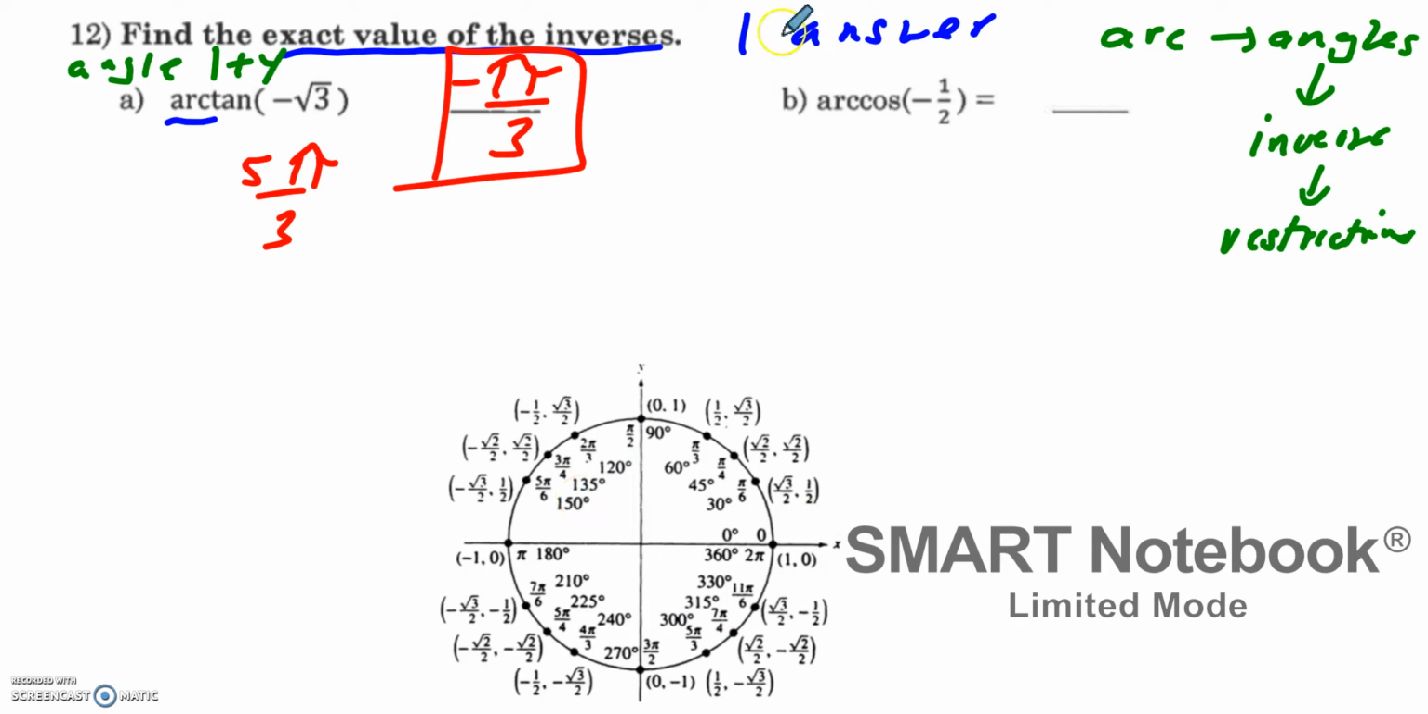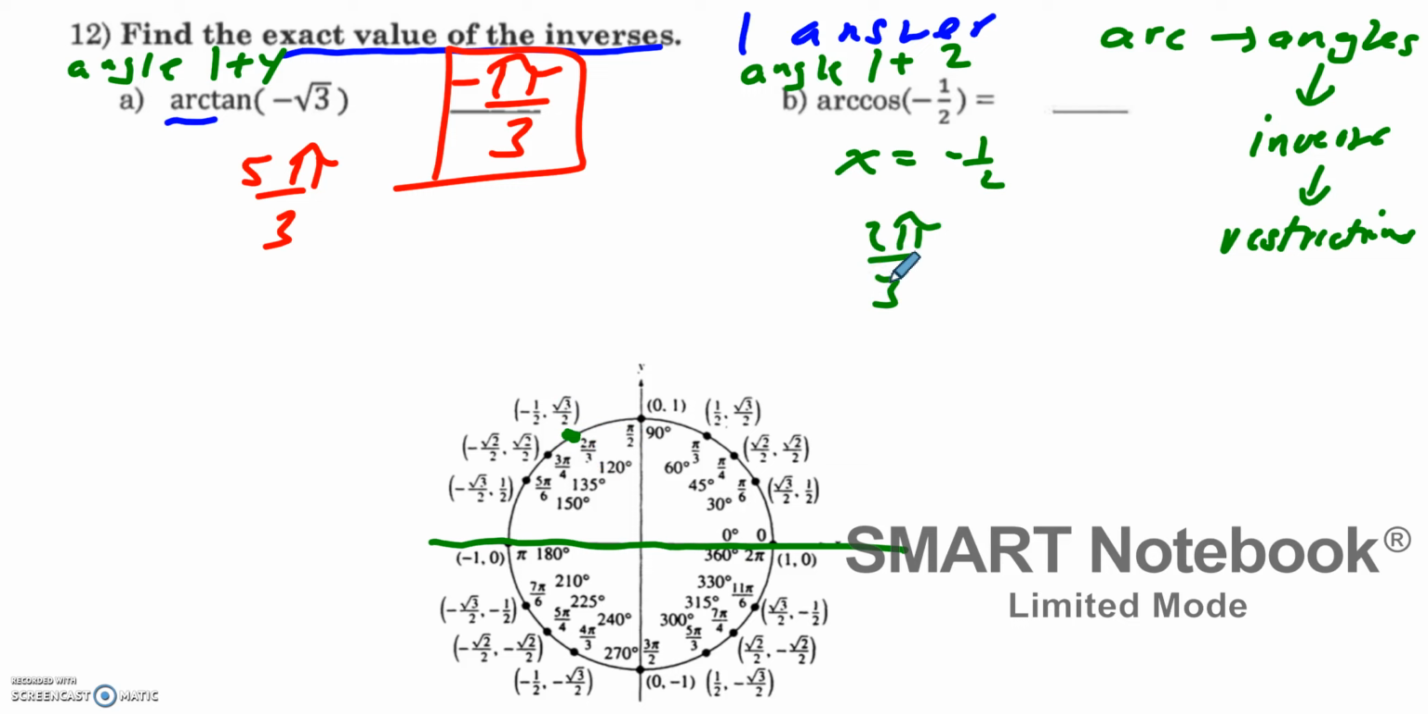What we're trying to find is an angle, and arc cosine is restricted to quadrants 1 and 2. So we're trying to find an angle in quadrants 1 and 2 where the x value is negative 1/2. And we generally want one answer here. So if I know I'm restricted to these two quadrants, I'm going to scan, and I notice that the x values are negative 1/2 here at 2 pi over 3.